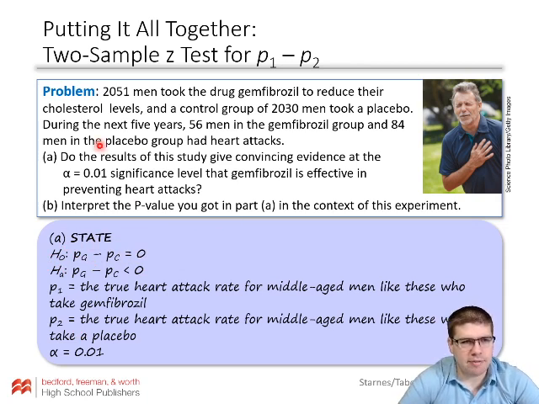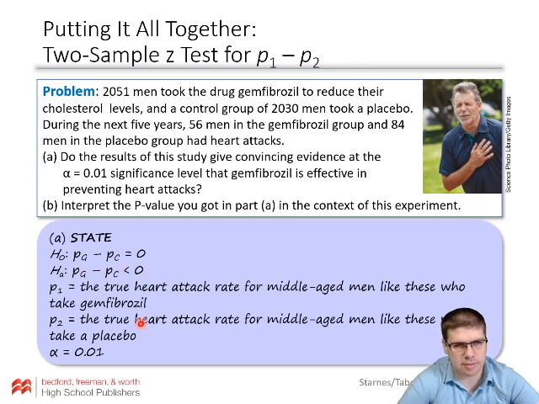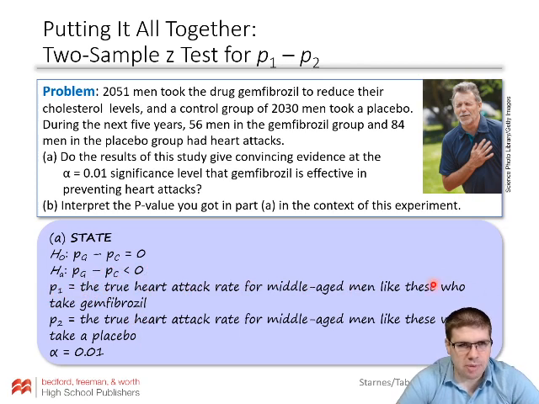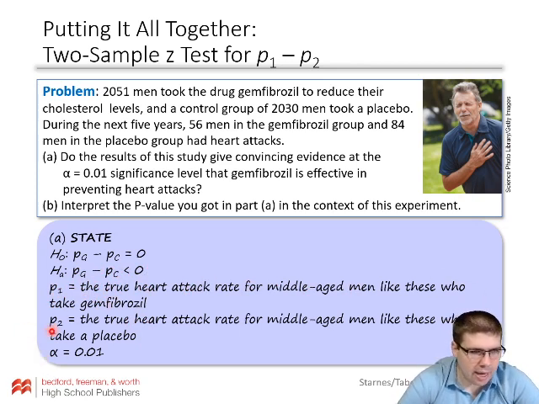What we want to know is if the proportion was lower for those who took gemfibrozil. The proportion is, in this case, less than 0. If the gemfibrozil group had a lower heart attack rate, then this number would be less than that number, and so it would be less than 0. You could also write this PG equals PC and PG less than PC. That's the exact same thing as writing this. So where PG is the true heart attack rate for middle-aged men like those who take gemfibrozil, and PC is the true heart attack rate for middle-aged men like those who took the placebo, alpha level of 0.01. So that's our state step, quite a bit to that.